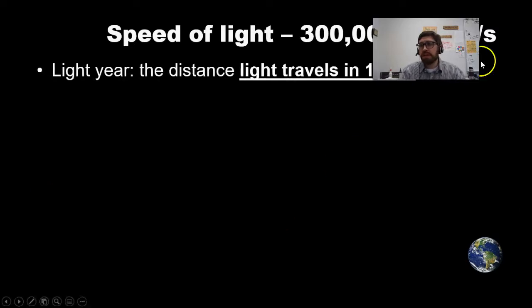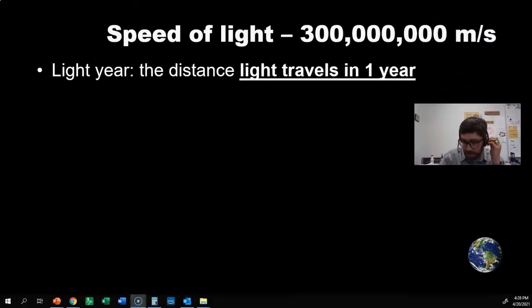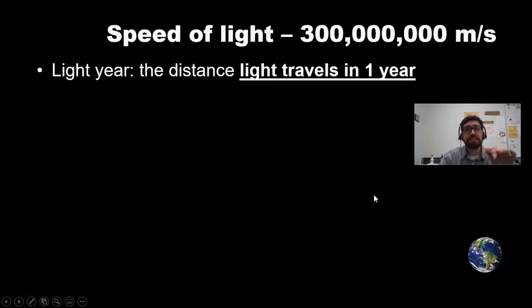Which brings us into another topic called a light year. You need to know about light years. A light year is a distance. It's not an amount of time. People see light year and they think it's an amount of time. It's not a time, it's actually a distance. It's the distance light travels in 1 year. Now think about that.